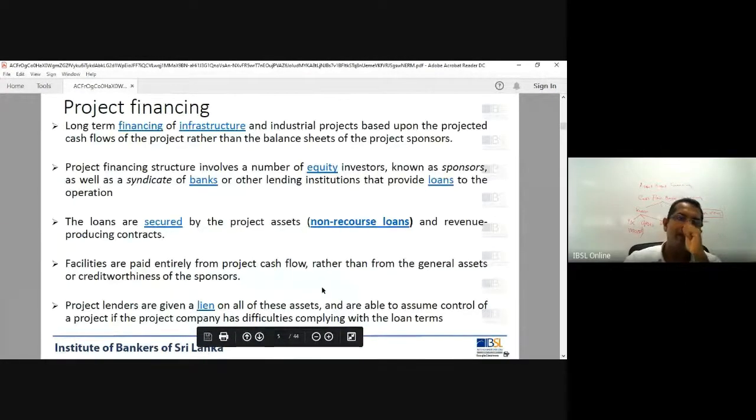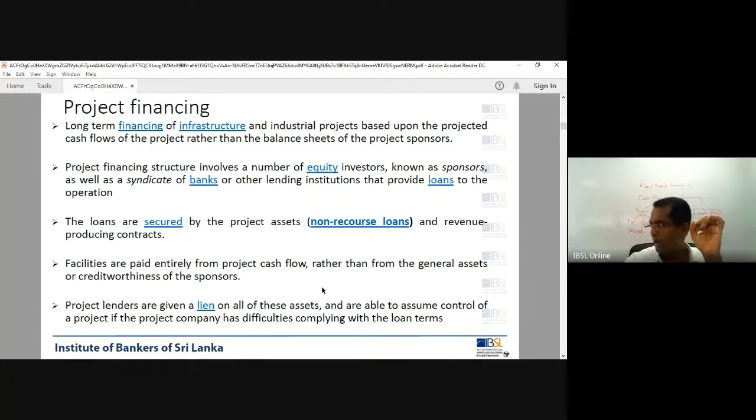Then project financing. This is the definition of project financing. Long-term financing of infrastructure and industrial projects based on the projected cash flows of the project rather than the balance sheet of the sponsors. Right. What does this mean?